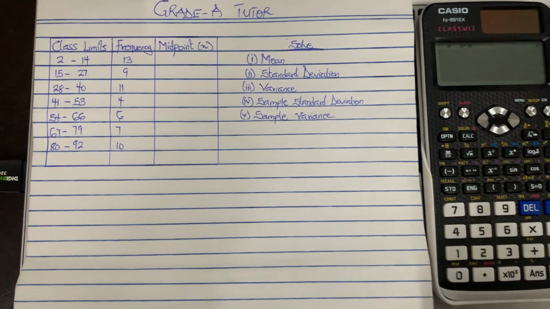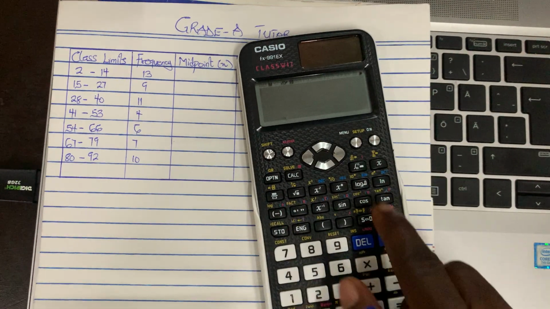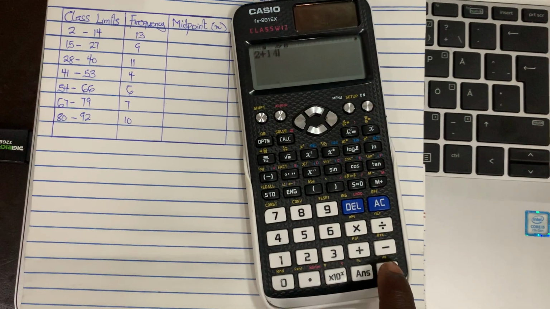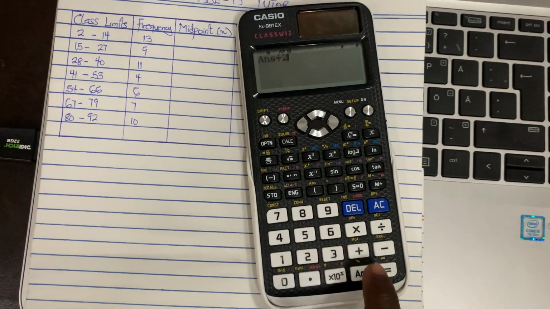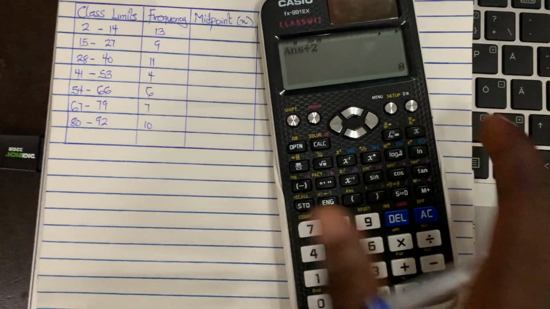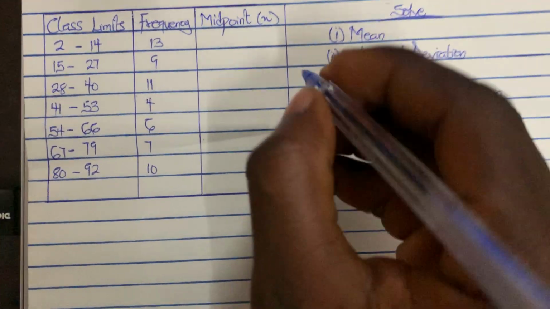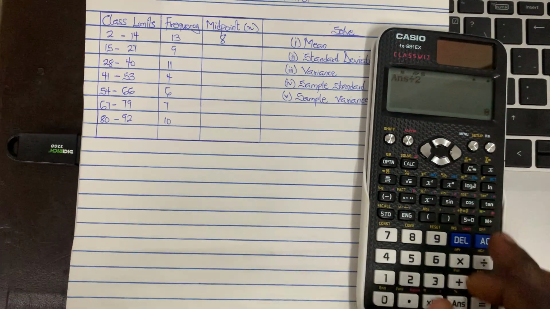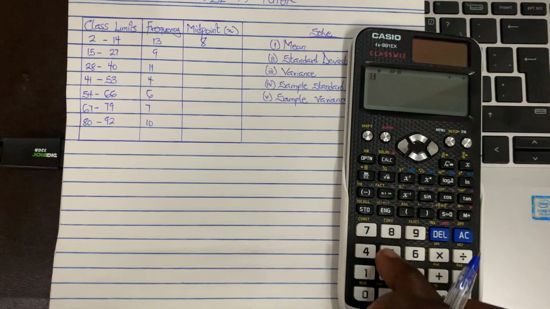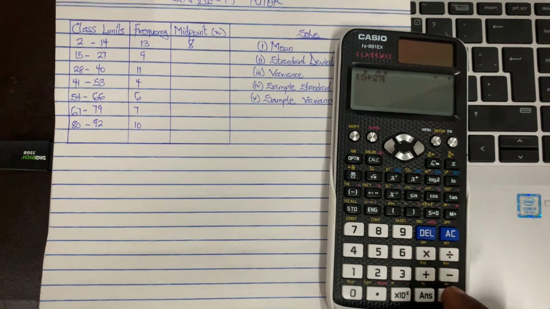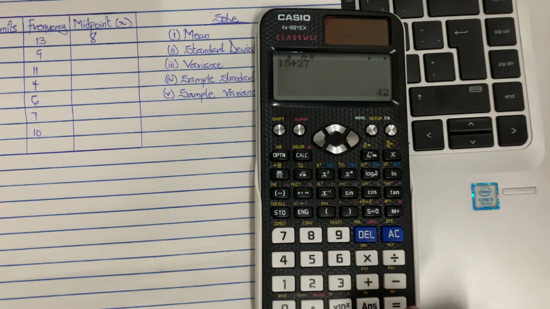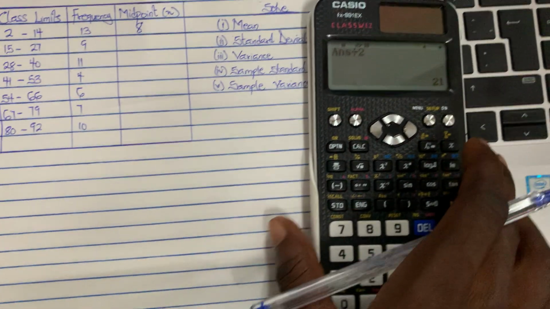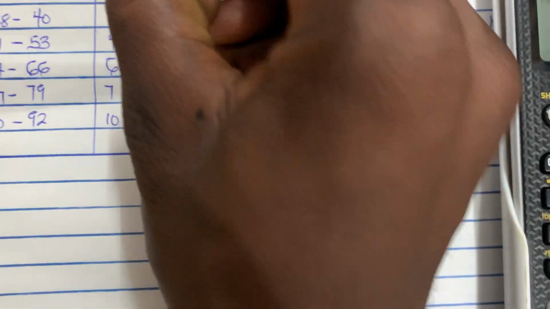Okay, so let's start. The first one, we are saying 2 plus 14. The answer, then we divide it by 2. That would be 8, right? So the first midpoint, we have 8. So we move to the second one. That is 15 plus 27. The answer that you get is 42. You divide the 42 by 2. That is 21, right?